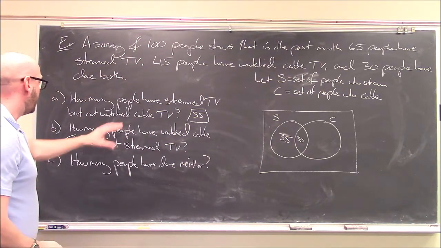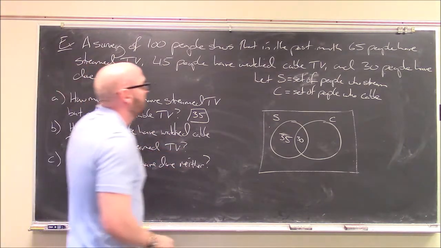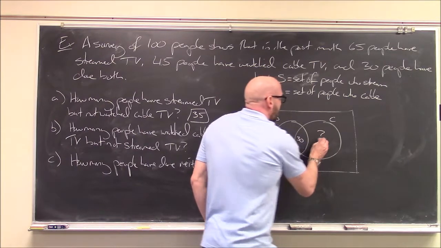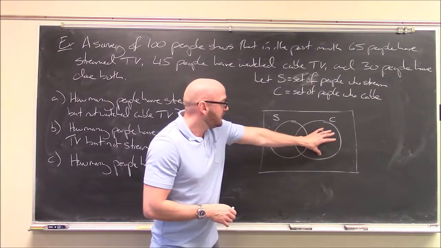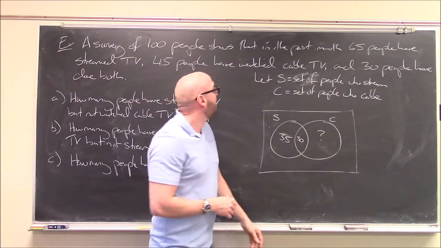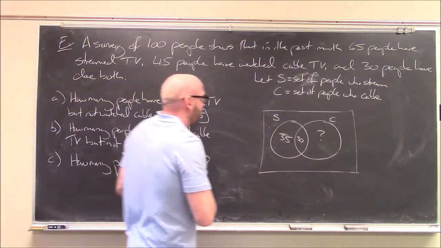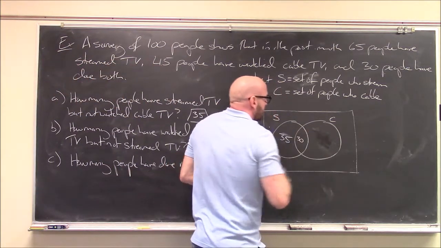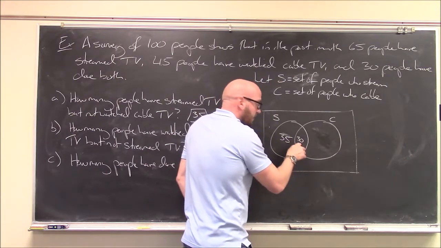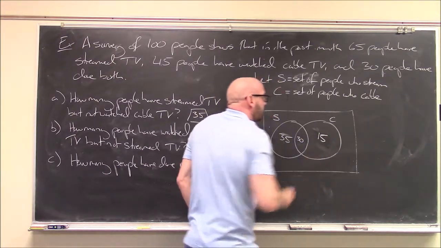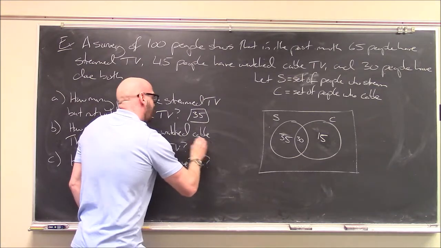Part B, how many people watch cable TV but not stream TV? So that's asking how many people live in here, how many people are in C but not in S. So we have 45 people watch cable TV. So if we should have 45 people in total in C and 30 already accounted for, then there must be 15 here. So the answer is 15.